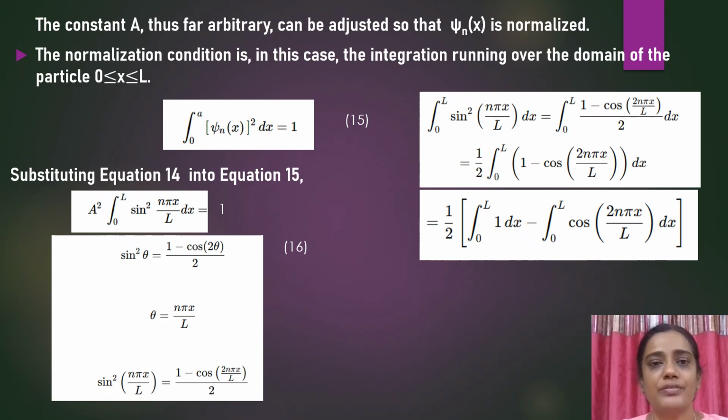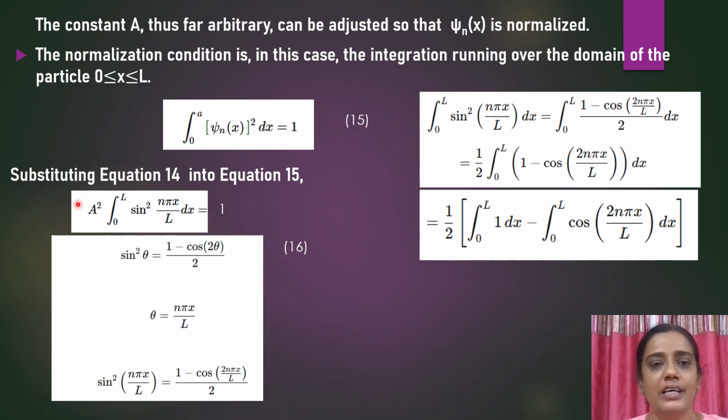Now, in place of psi n of x, we are going to substitute equation 14, which we have already derived in the previous slide. Therefore, equation 15 becomes A squared, integral from 0 to L, sin squared n pi x by L into dx equals 1. So this is the normalization condition for this case. Now we are going to explain clearly how the integration is done step by step.